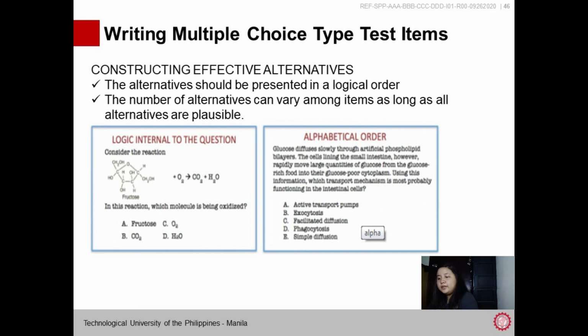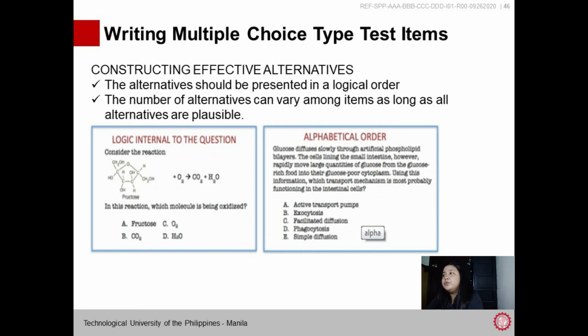So next is alphabetical order. First, active transport pumps. Next, exocytosis. C, facilitated diffusion. D, phagocytosis. E, simple diffusion. So, ginagamit to para maiwasan yung pagsasama or pagdidikit nung dalawang choices which have the same last words.